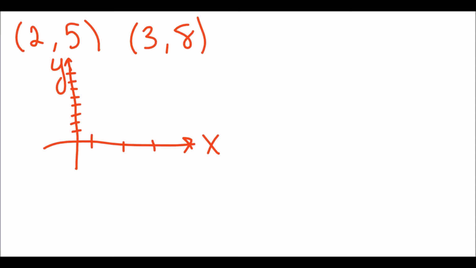So let's graph these points. This is going to be an x value of over 2, 1, 2, and then we're going to go up 5, 1, 2, 3, 4, 5. So there's our first point, and then our next point is (3, 8). So 1, 2, 3, and up 1, 2, 3, 4, 5, 6, 7, 8. Oops, missed a dot there. There we go. And there's our next point. And then we just connect these with a straight line. Yes, that is supposed to be a straight line.